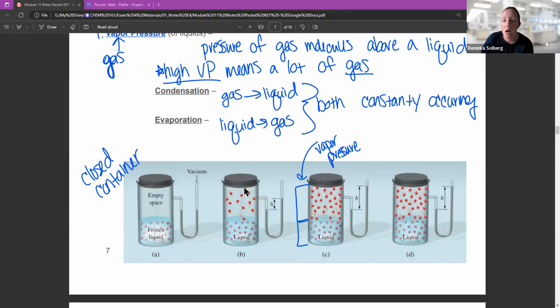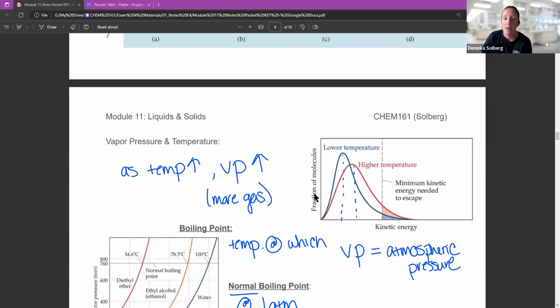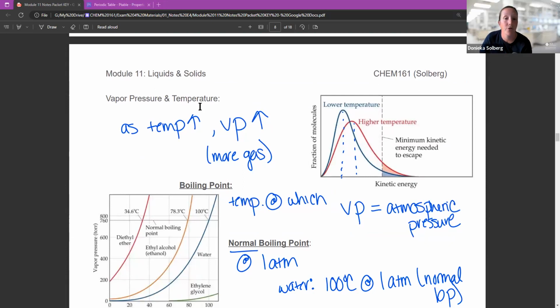So really what's going on in these containers is that condensation and evaporation are happening both at the same time. It's just that this one is producing more gas, so this has a higher vapor pressure. Okay, so vapor pressure itself will increase with temperature. Of course, as you heat something up, we know gas particles move faster, more of them will turn into gas. So you'll have a higher vapor pressure as the temperature increases because you have more gas.